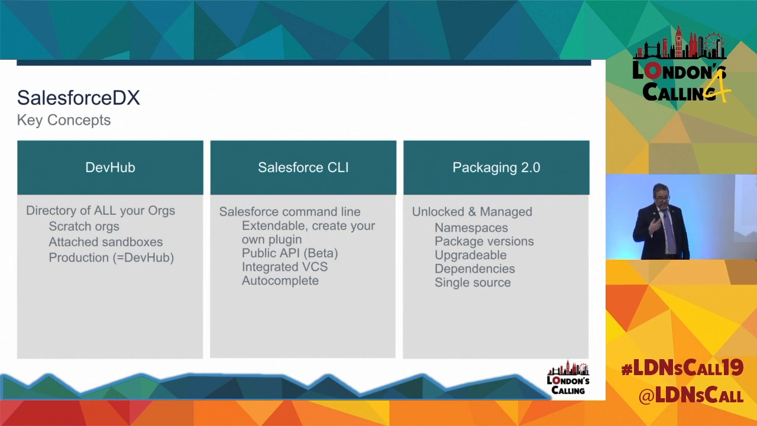What we've now got is the Salesforce CLI. I've talked about how that's extendable. There's a public API for it, which is still beta. I've been assured that the public API is beta because they're going to add more to it, not because they're going to change what's in there. So if you are writing a custom plugin, there is a slight risk that you're working against the beta API, but I think it's worth the risk.